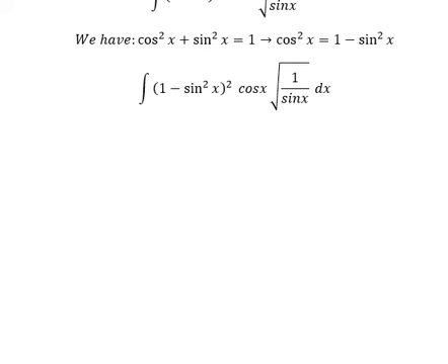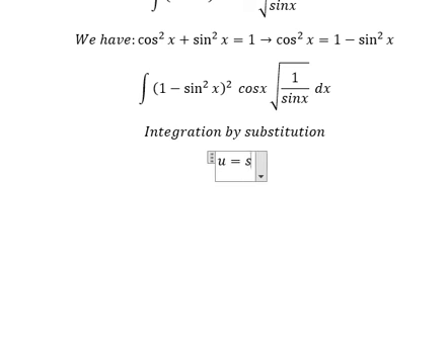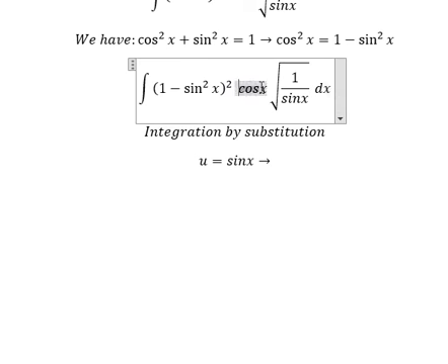Next, we need to use integration by substitution. So I need to put u equals sine x. Because if I take the first derivative of both sides, we will see cosine x and dx in here.